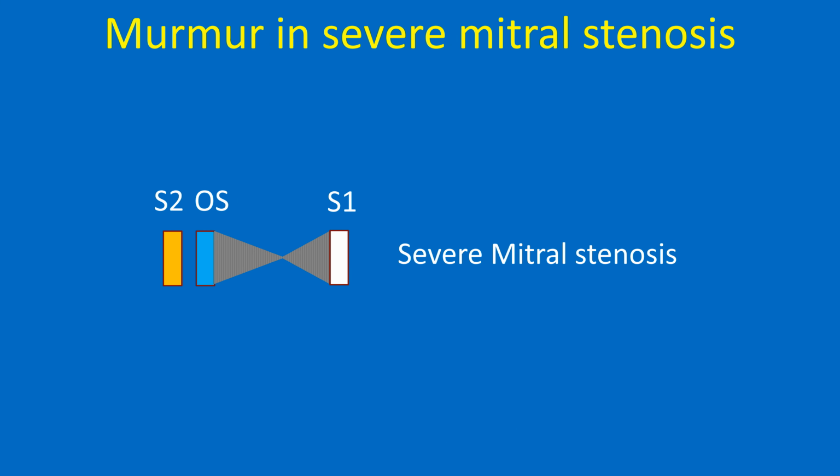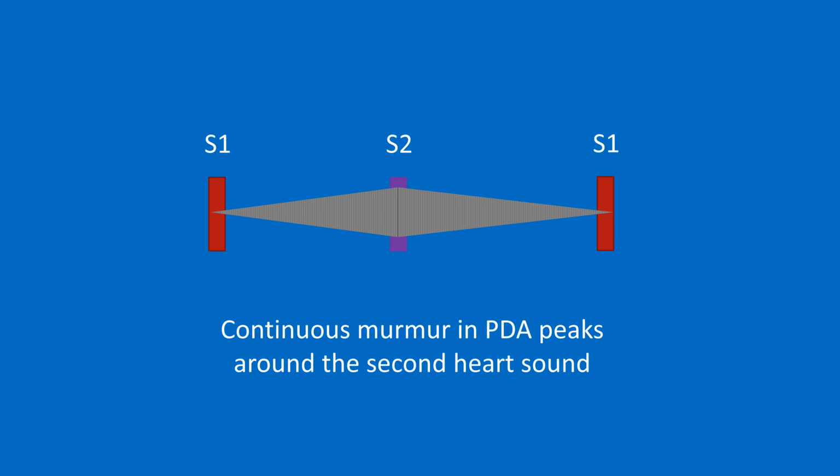In mitral and tricuspid stenosis, there is a mid-diastolic murmur. The mitral diastolic murmur heard in severe aortic regurgitation is known as Austin Flint murmur and could be either mid-diastolic or late diastolic, that is, a pre-systolic murmur. Now we move on to continuous murmurs.